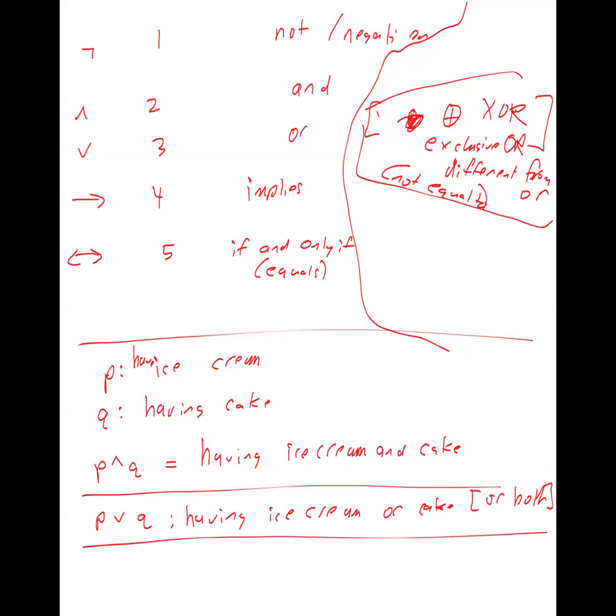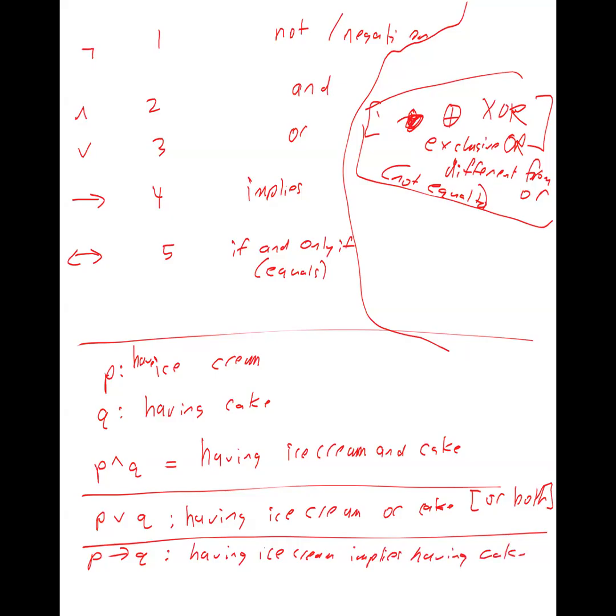Then let's go to the implies. So what does the word P implies Q mean? That's a lot more complicated to understand. So let me write it out in English. Having ice cream implies having cake.